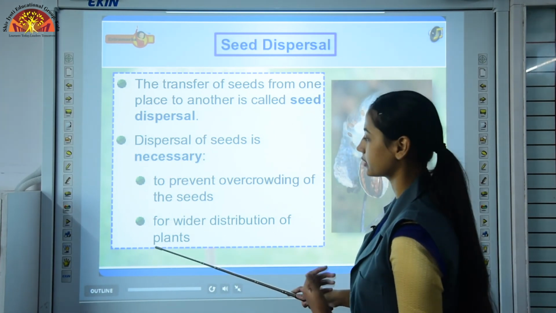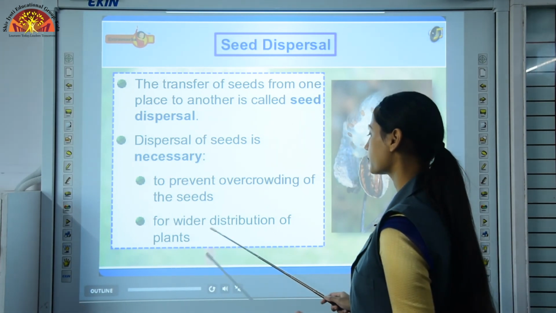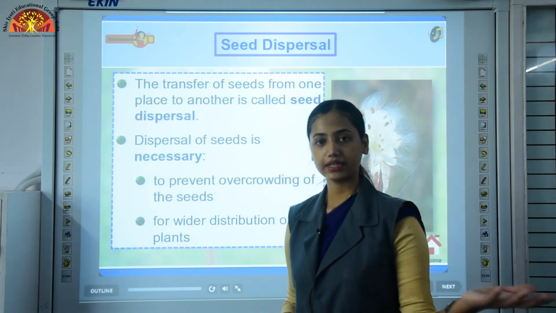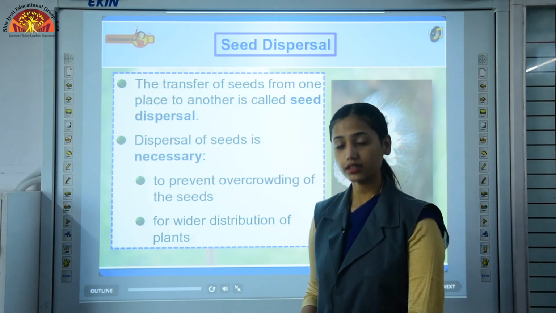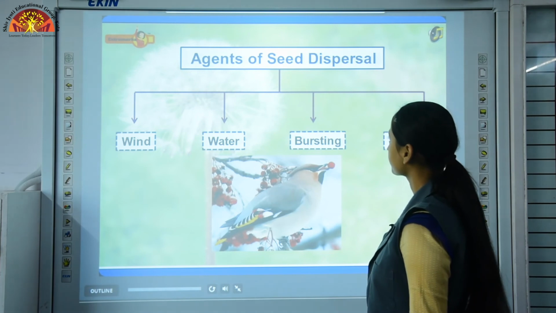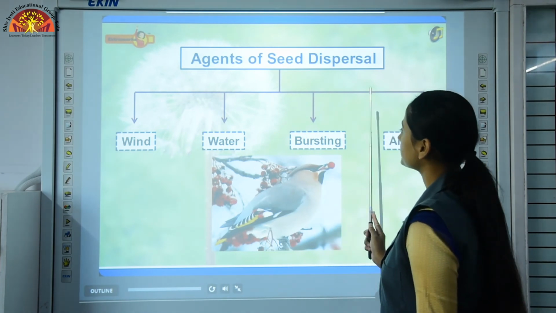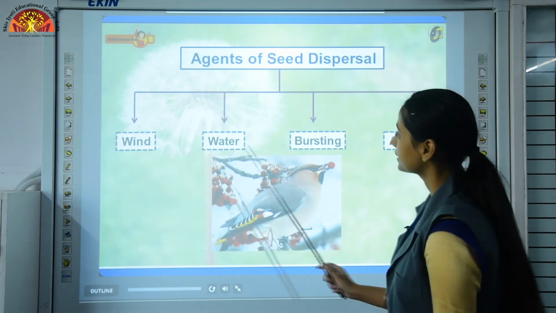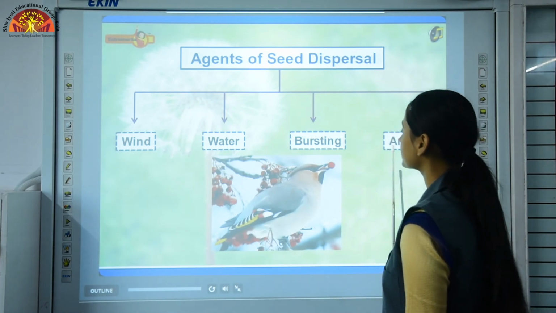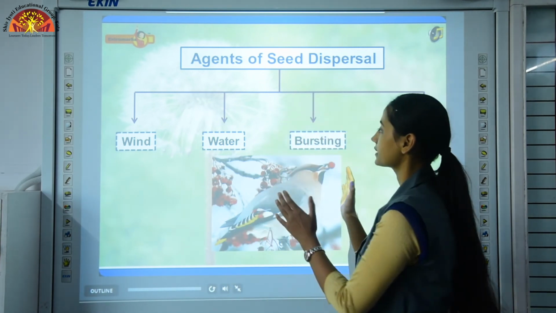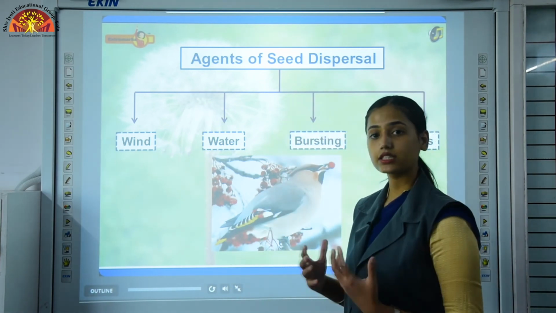Another reason is for wider distribution of plants. Plants are distributed evenly on the places. If one plant is present here, then it will be present at another place also. Agents of seed dispersal: wind, water, bursting, animals. These all are agents of seed dispersal. Agents means they are carrying this process, they are helping in seed dispersal.